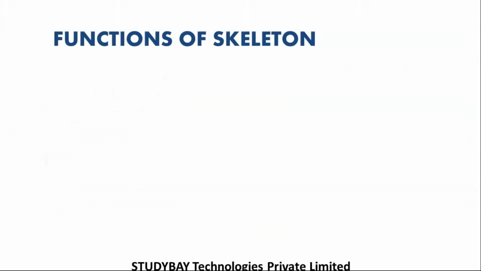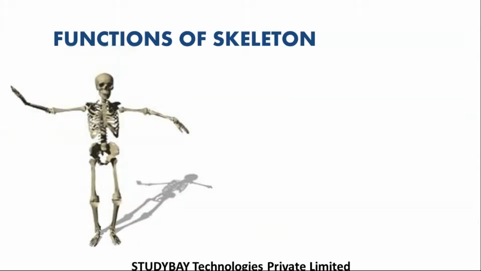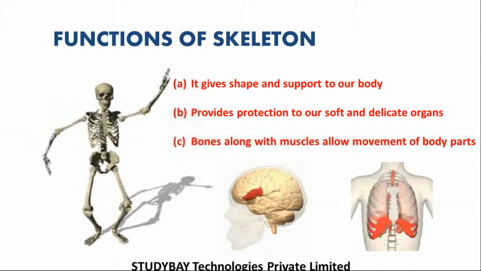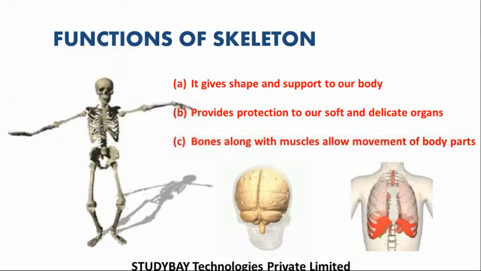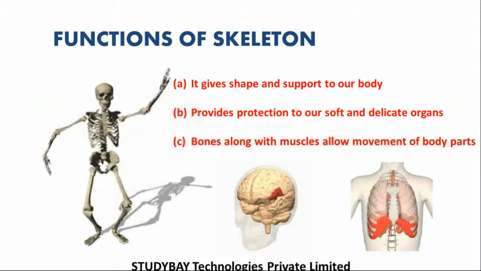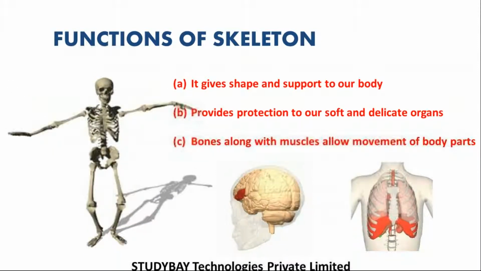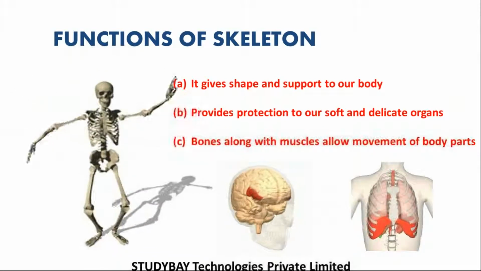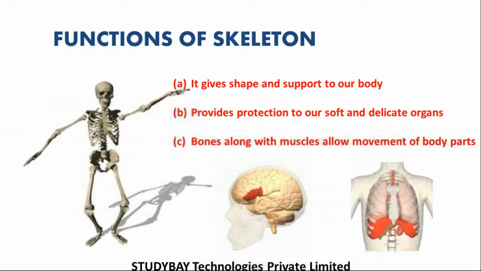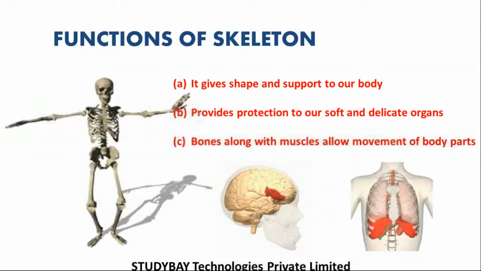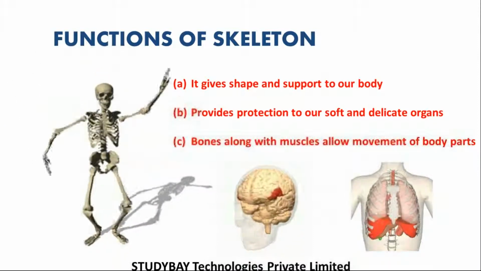Then, functions of a skeleton. You can see a dancing skeleton over here. This gives shape and support to our body. It provides protection to the soft and delicate organs. As you can see here, the brain is protected by the skull, and our heart and lungs are protected by the rib cage. Now, bones along with muscles allow movement of body parts.